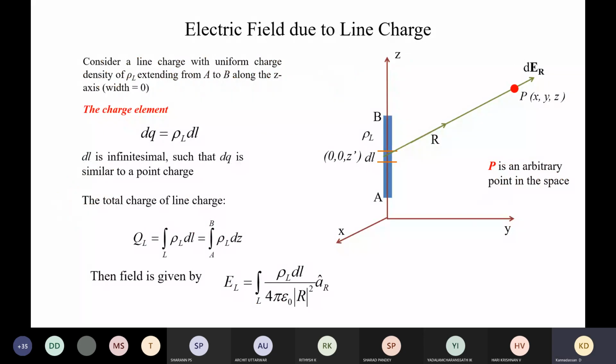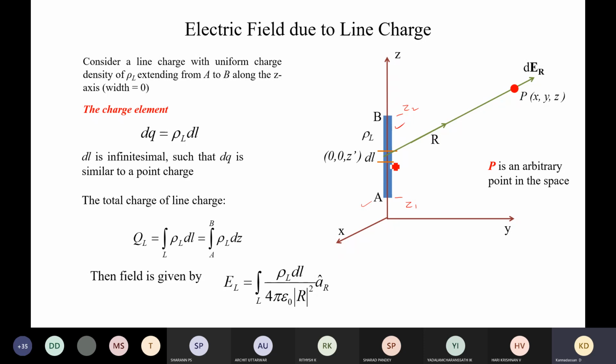So first we are going to take the electric field due to a line charge. We are going to assume there is a line. This line has length L, and it is available on the z-axis, somewhere else along the z-axis. Let's say this is from z1 to z2. So point A corresponds to 0, 0, z1, and point B corresponds to 0, 0, z2, like that.